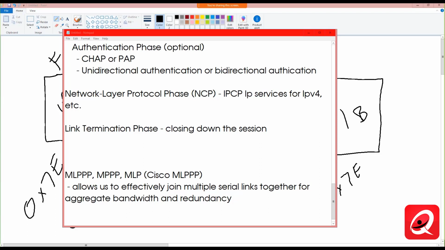And you could also use some IPsec on that to provide encryption as well. All right. So that's kind of our background of PPP in general. Now let's go ahead and take a look at some of the details. All right.